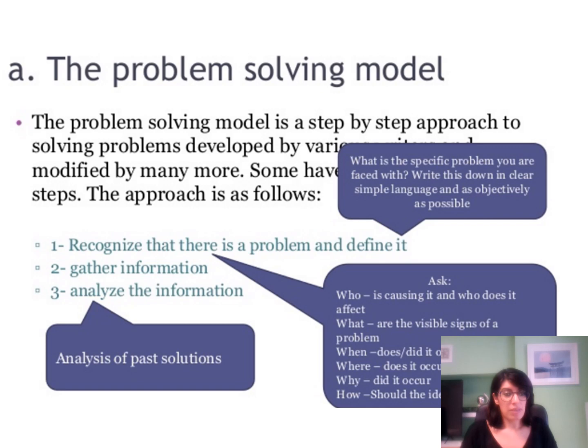The next step is to gather information about the problem. So be able to recognize why the problem's happening and make it clear to everybody involved that this problem is real. And then you'd look at analyzing the information that's available to you. So how has this problem been solved in the past? And what do you have that's your understanding of how the problem has been solved in the past?